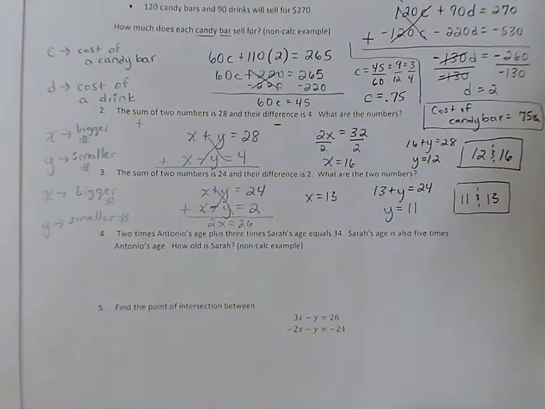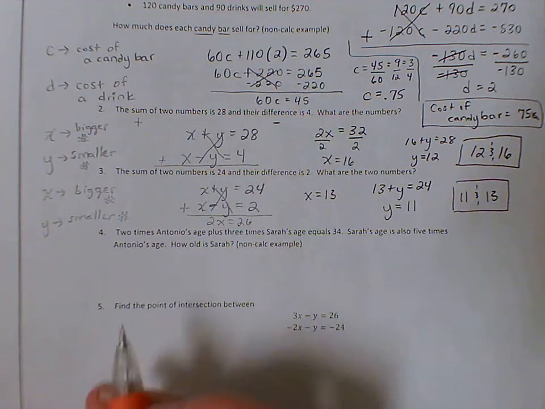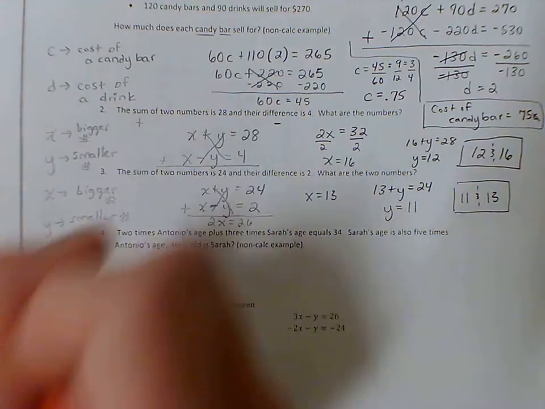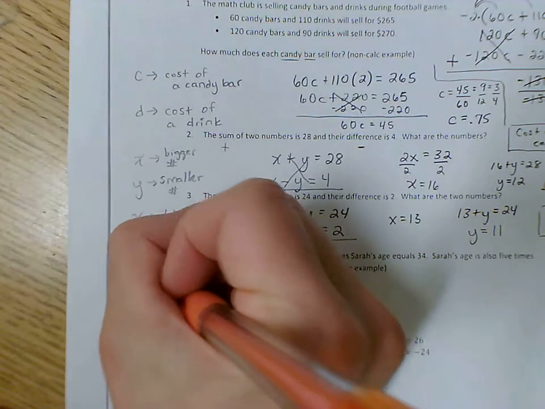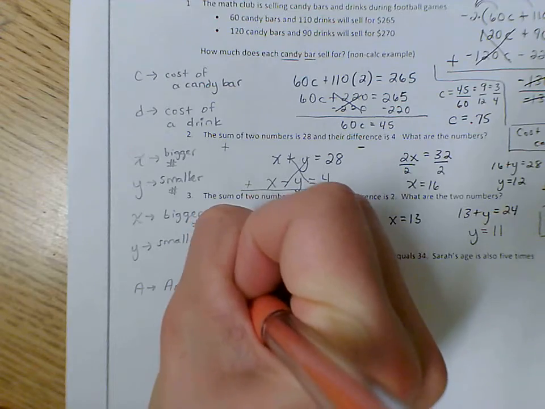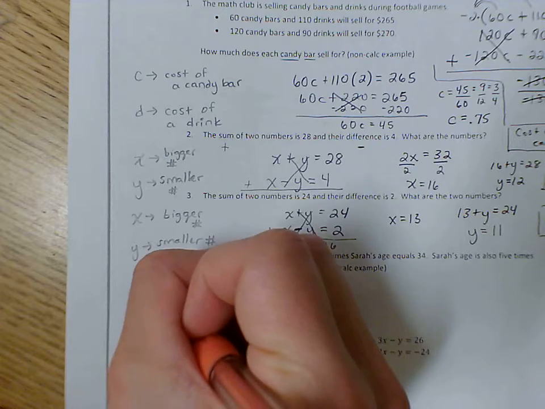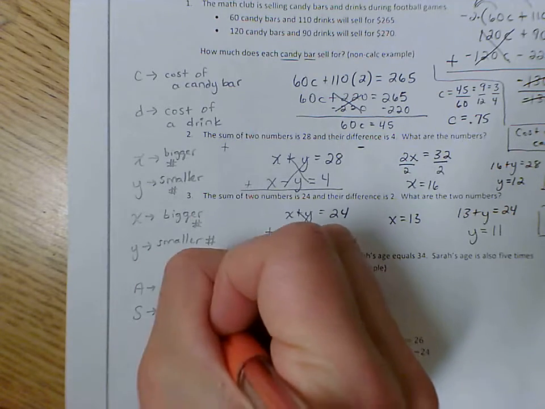And then this is another one where they will not let you use the calculator, so you'll have to know how to do it without the calculator, okay? So, because we're talking about their ages, I'm going to put a letter for Antonio's age, so I'm going to put an A for that. So, A would be Antonio's age. And then they're talking about Sarah's age, so I'm going to put an S for Sarah's age.